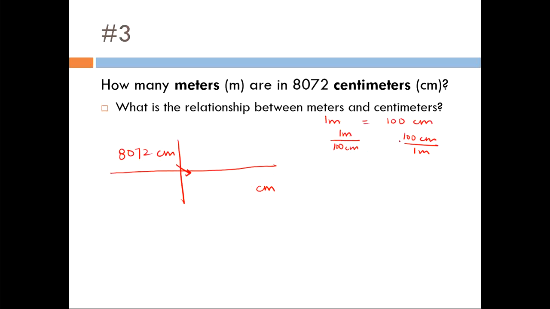So which one will I use for the fence? Right, I'm going to use this one because I want to match up the units. So I'm going to write 1 on top, 100 on the bottom. Go ahead and solve. So it's 8072 times 1 divided by 100 is equal to 80.72 meters.